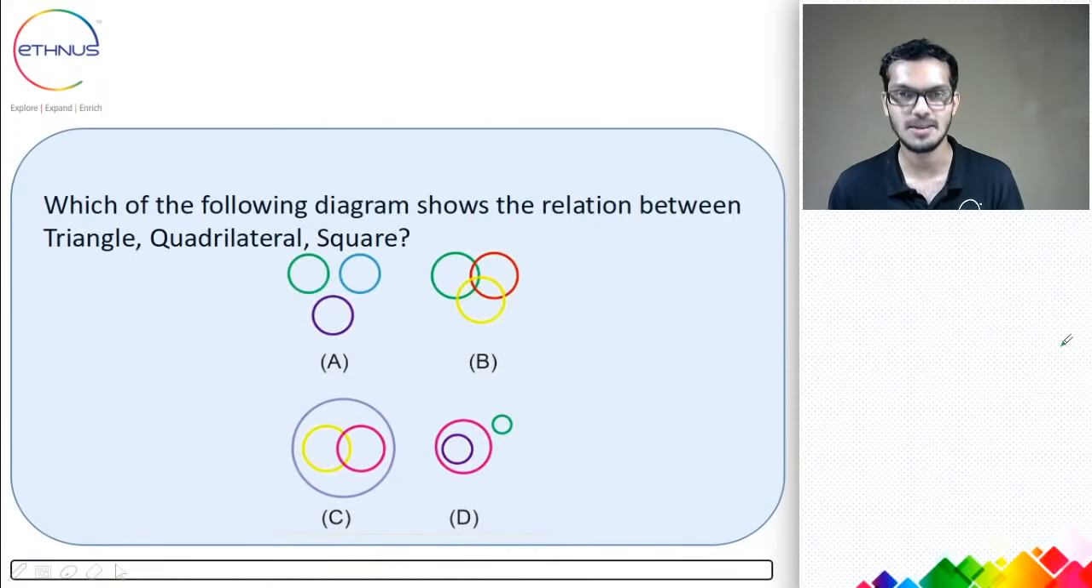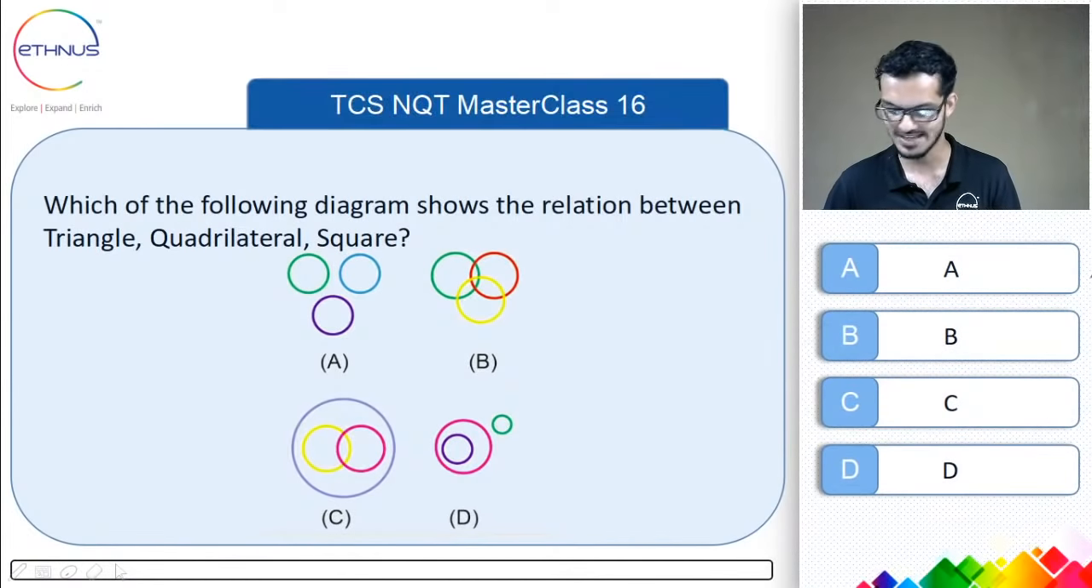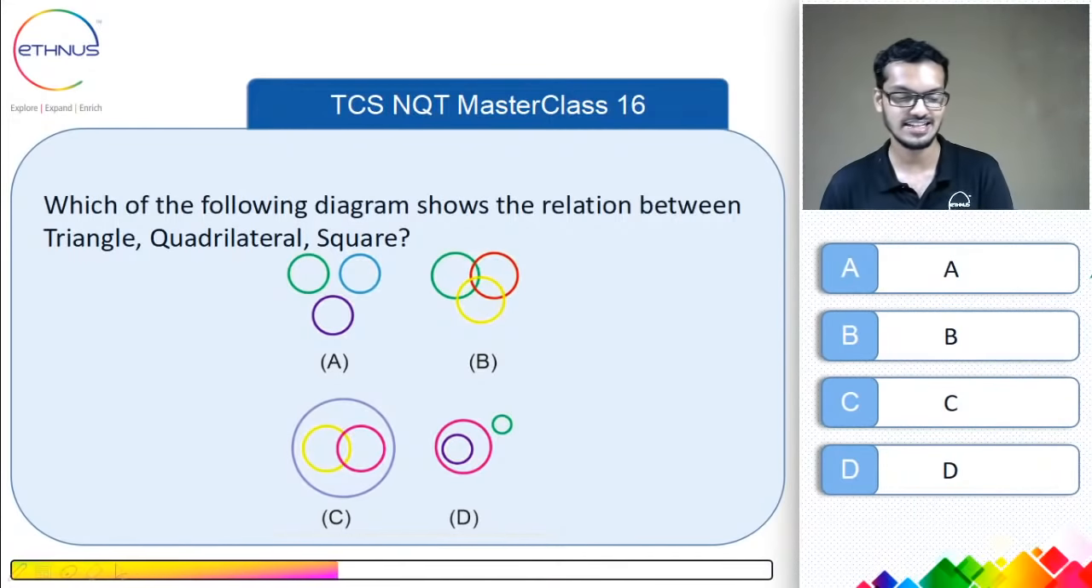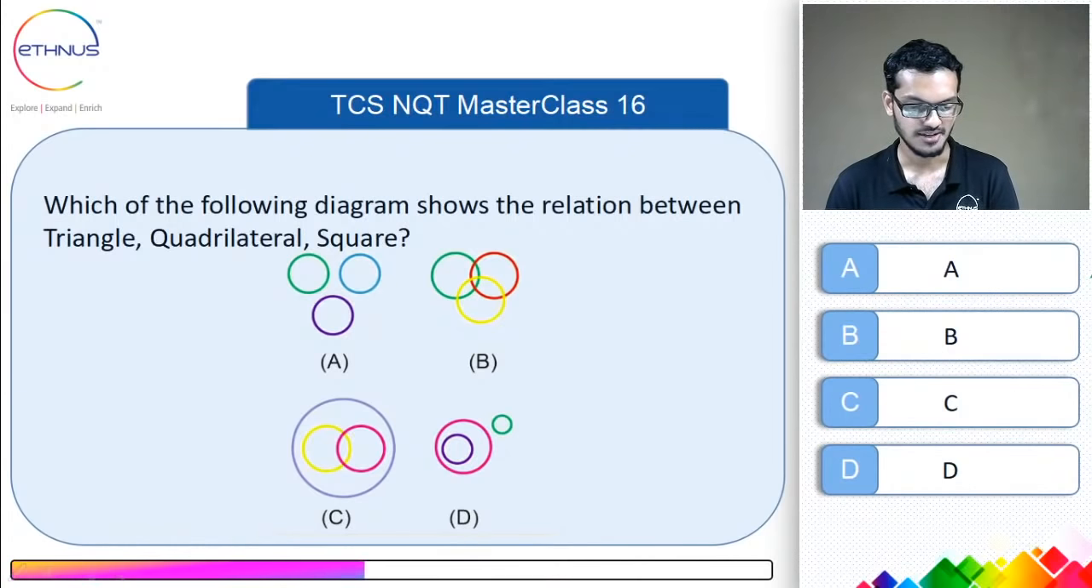And I'm going to give you 1 minute for this to solve the problem. And the options are here and your time starts now. So the words are different here. Which of the following diagram shows the relation between triangle, quadrilateral and square? Okay. So you have a few more seconds. So whoever has not typed the answer, please, I request everyone to type the answer.